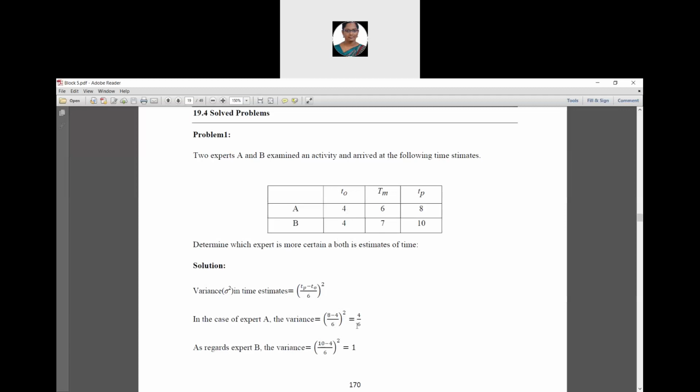It is 4 by 6. For expert B, the variance is equal to: the Tp value for expert B is 10 and the T naught value for expert B is 4. So (10 minus 4) divided by 6, the square. 10 minus 4 is 6. 6 divided by 6 is 1. 1 square is 1.